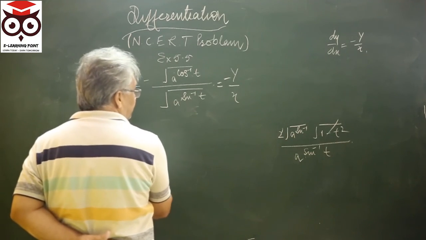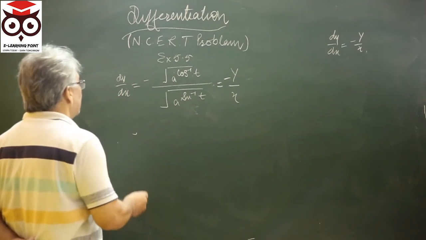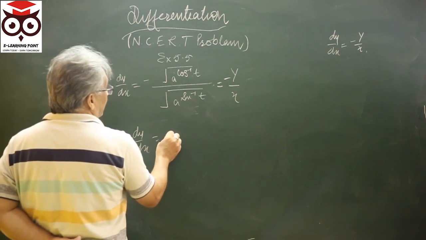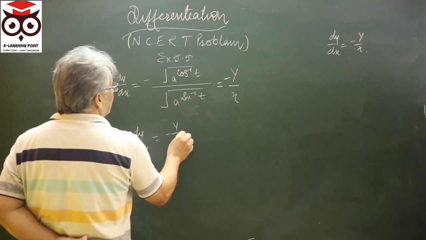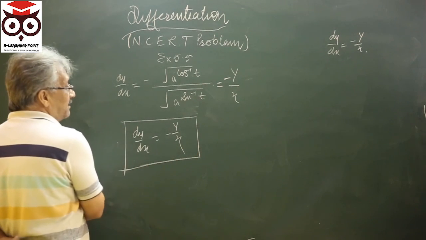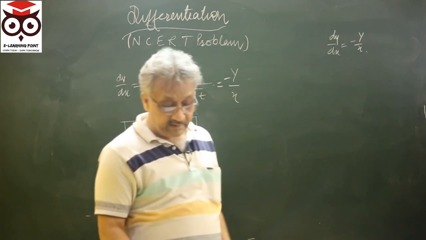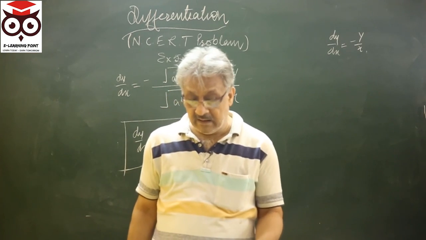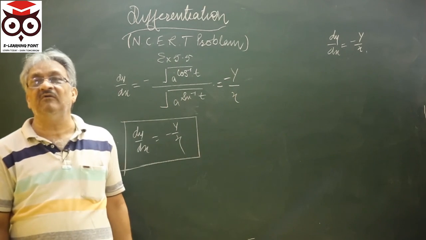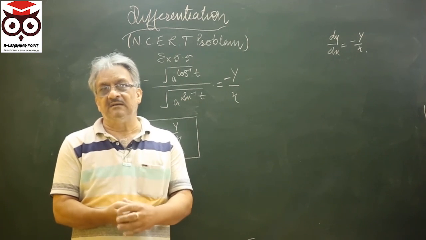As you are interested to prove that dy by dx is minus y by x, so here dy by dx is equal to minus y by x. So this is your problem. So all the problems related to the NCERT I have discussed here. It means it is your completion of differentiation. So thank you very much for your concentration.